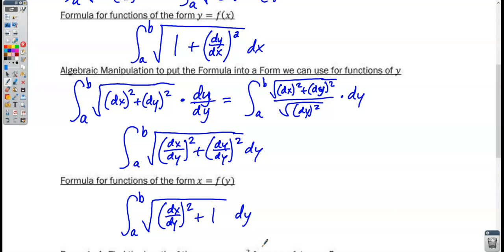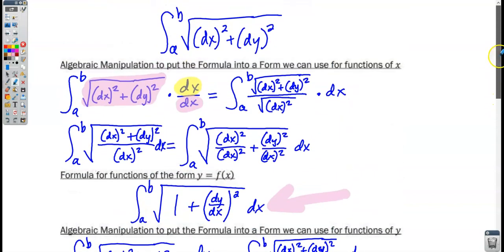So those are the two formulas that we're going to use here for curves of the form y equals f of x and curves of the form x equals f of y. We could take this arc length formula and really integrate with respect to any variable here, as long as we manipulate this in the same way.